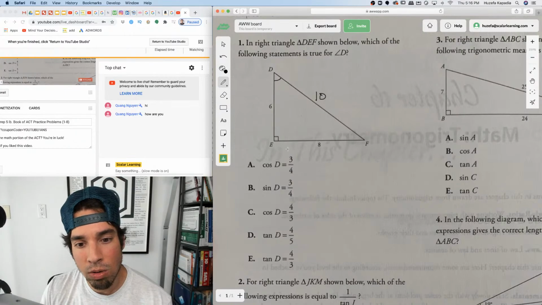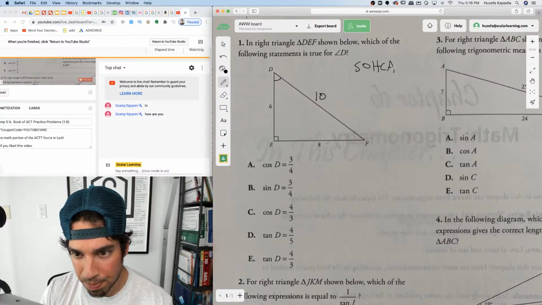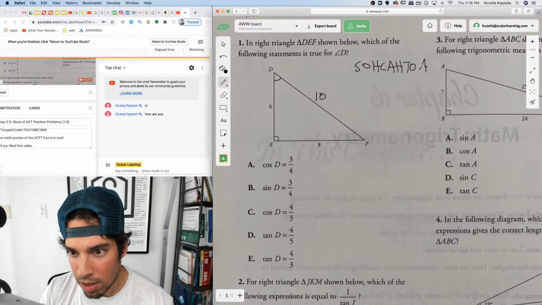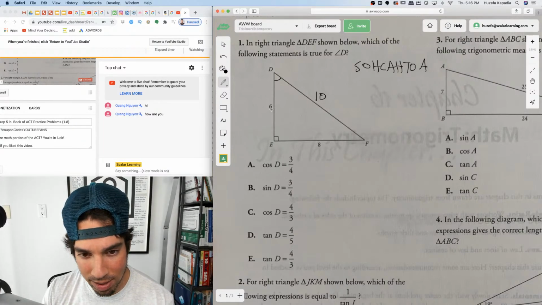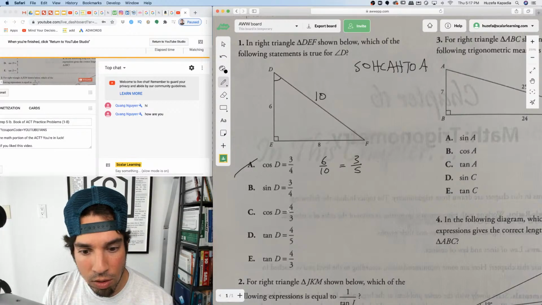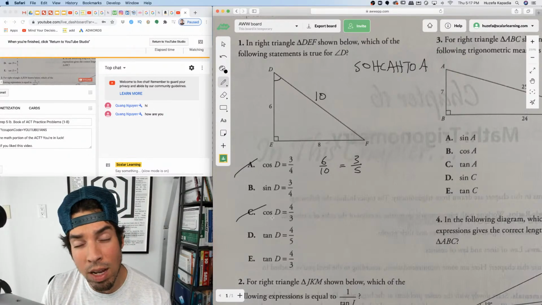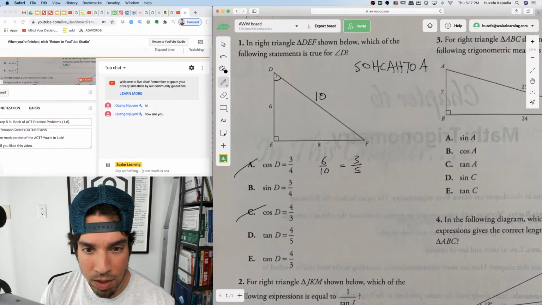Now it's saying cosine of D is 3 over 5. Well, what is cosine? Remember, with SOHCAHTOA, it's adjacent over hypotenuse. So what's adjacent to D? It's next to D, which is 6. So it's 6 over 10, which is 3 over 5. Cosine of D is 4 over 3? We already know it's 3 over 5, and cosine and sine will never be greater than 1. So that's no good. Sine of D is 3 over 4?